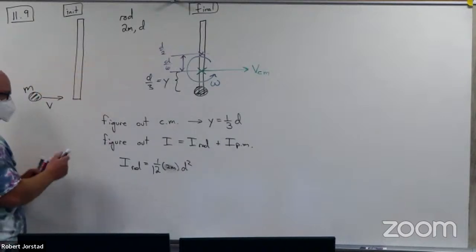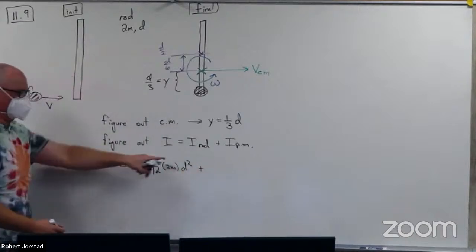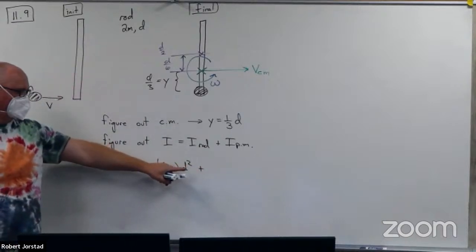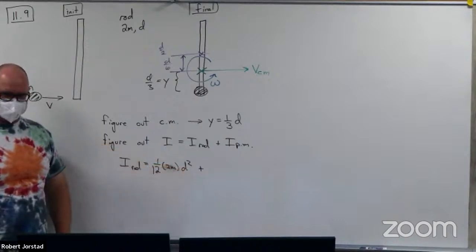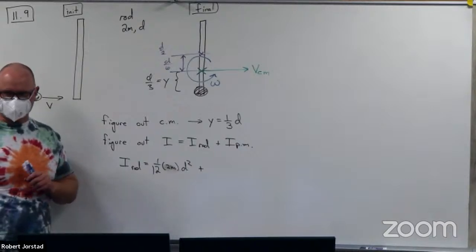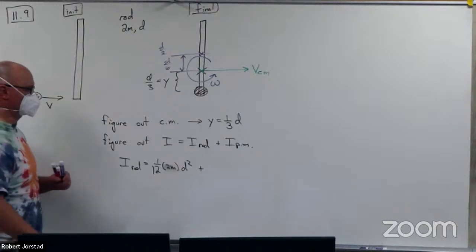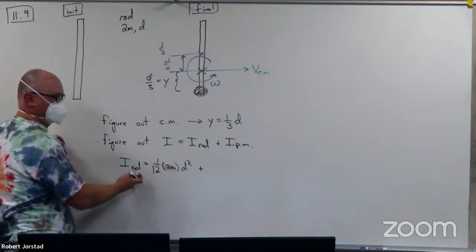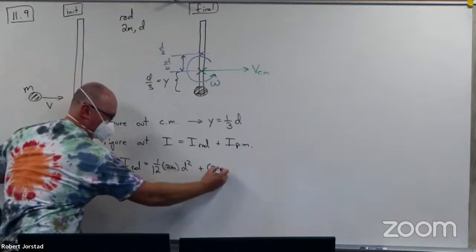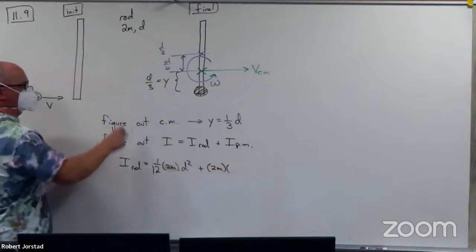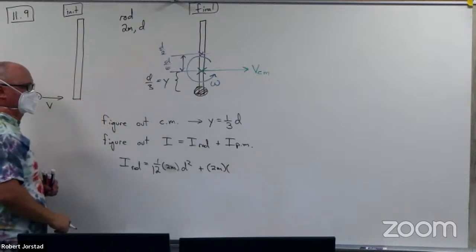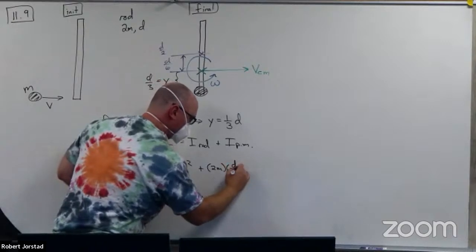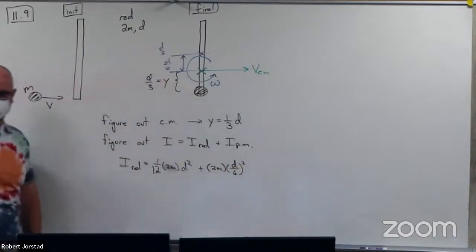So then we'd have to do, what's the term for the parallel axis theorem? Mass times distance squared. What's the mass I should use for the rod? 2m. What's the distance the axis shifted? Is it d over 2, d over 6, or d over 3? D over 6 squared. Got it?